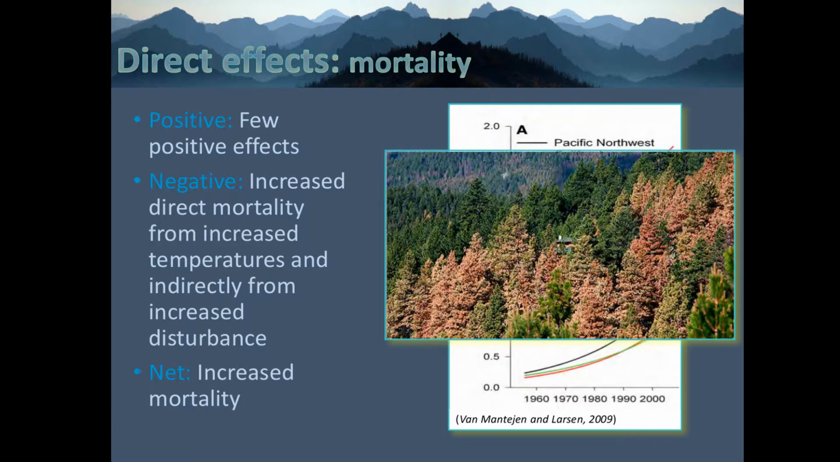Mortality is a totally different story. The trees are going to die. Okay, that pretty much says it all. There's going to be increased mortality, and there's really no benefit there. Direct temperature, a lot of that is just hot temperatures kill trees, but also there's a lot of increased disturbance, which I'll get into. Those indirect effects largely drive that.